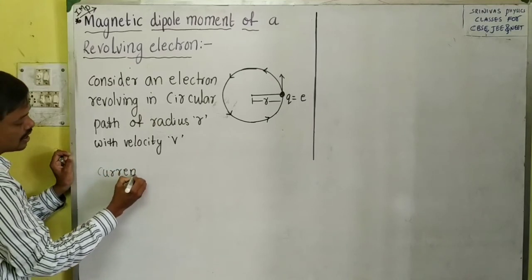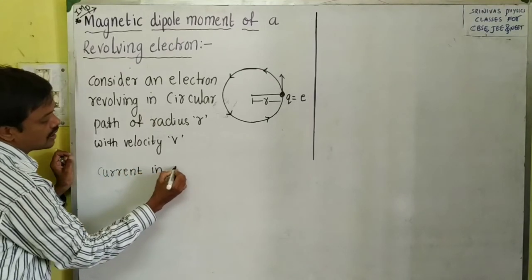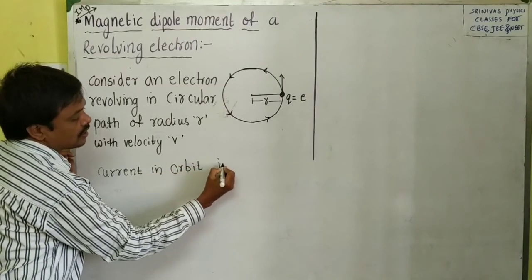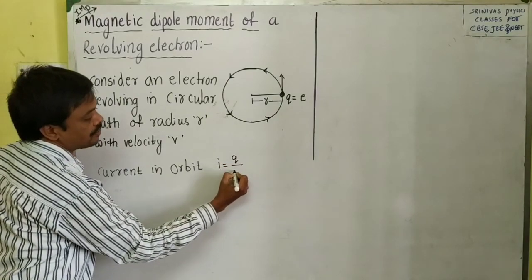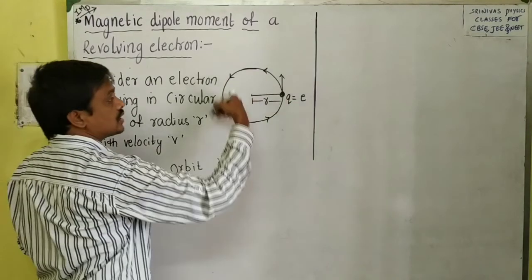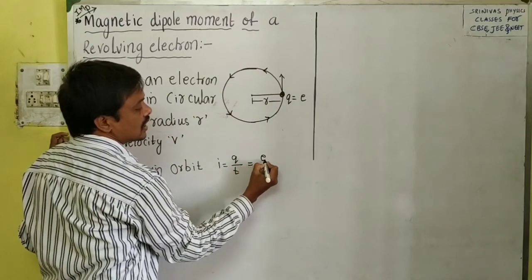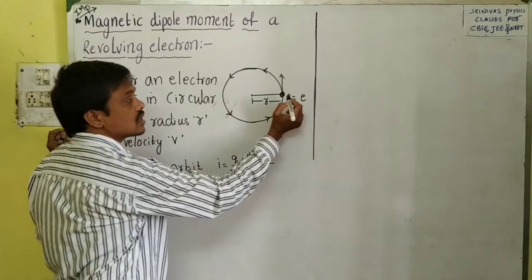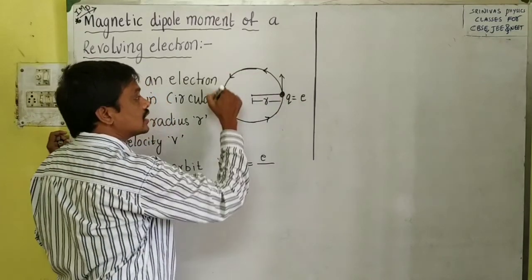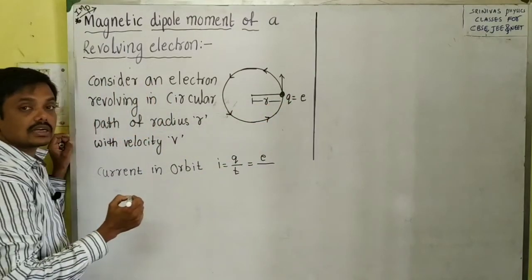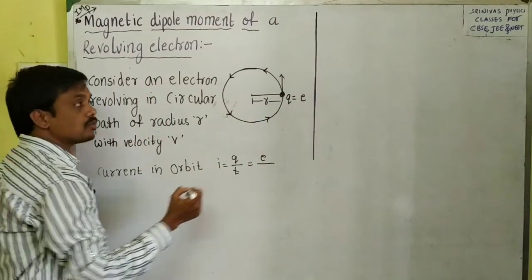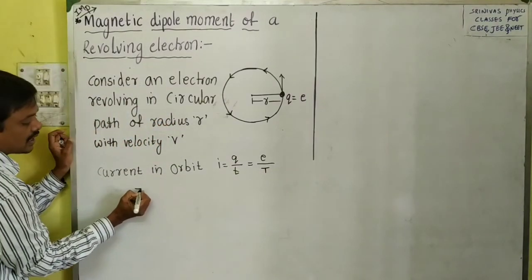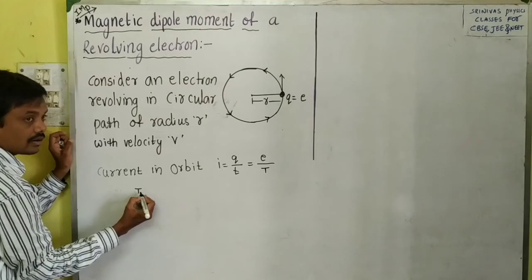First we have to find the current in the orbit. How to find the current in the orbit? The current formula is charge by time. How much charge is flowing here? e. How much time? Current flows only in a closed circuit. When the electron starts here and again comes to the same position, we say it has completed one revolution. Then at that moment some current will be produced. The time taken is the time period, capital T.